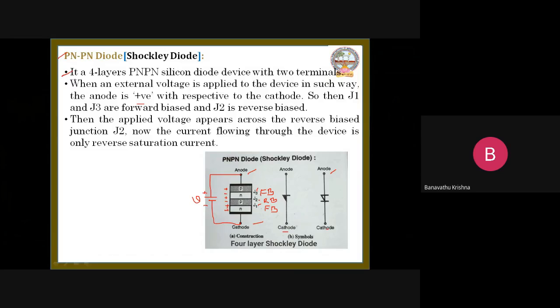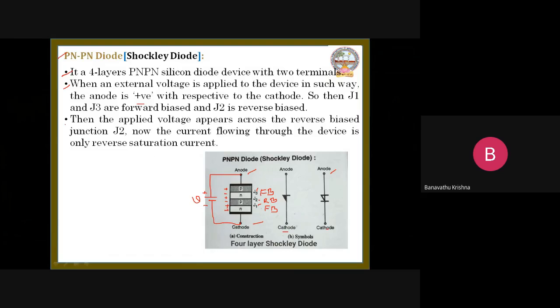The first point here: it is a four-layer PNPN silicon diode device with two terminals, anode and cathode. The next point is that when an external voltage is applied to the device in such a way that the anode is positive with respect to the cathode, then junction 1 and junction 3 are forward biased and junction 2 is reverse biased. By applying this forward bias voltage, junctions 3 and 1 are in forward bias condition and junction 2 is in reverse bias condition.